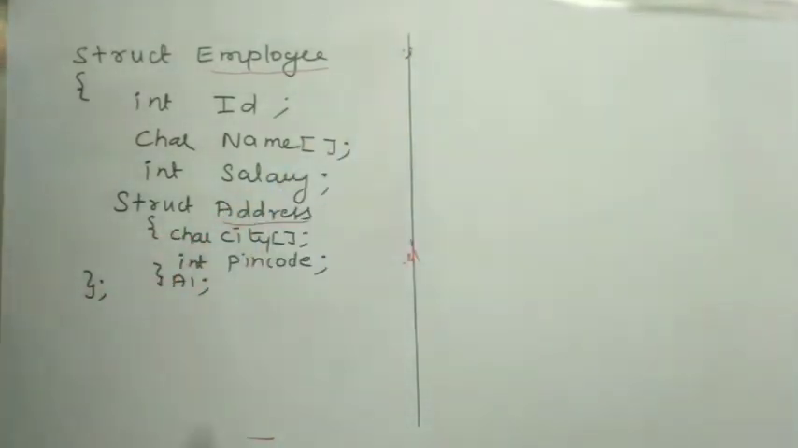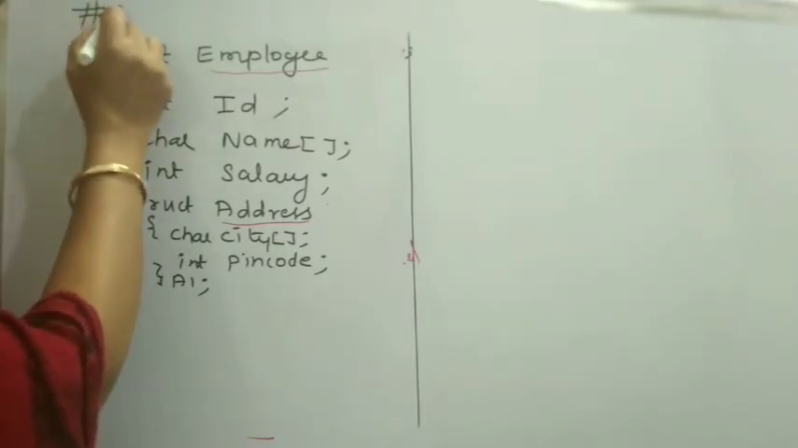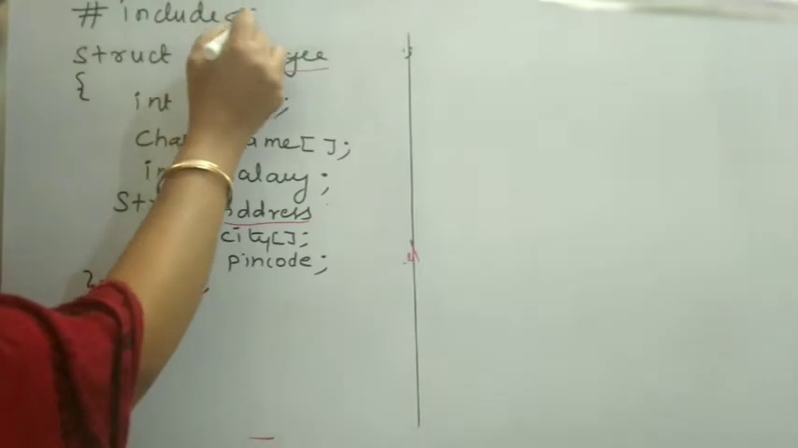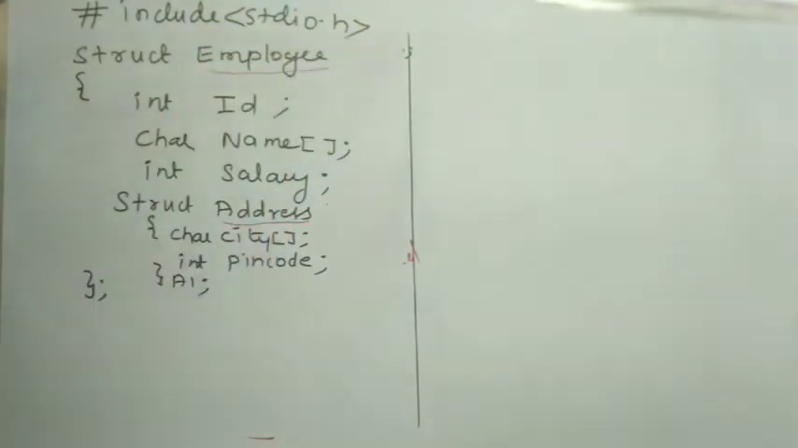So while writing the program, I need to include my standard input-output header file. So include stdio.h. First I am including my structure definition. Okay, structure definition ends with the semicolon. Then I am going to start my main function. Okay, it is void main.